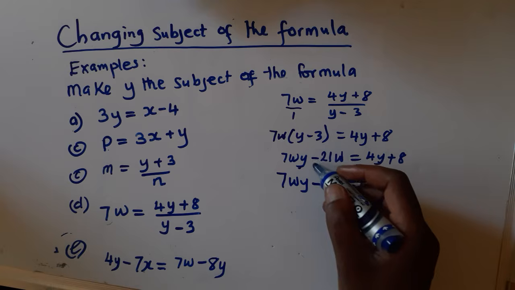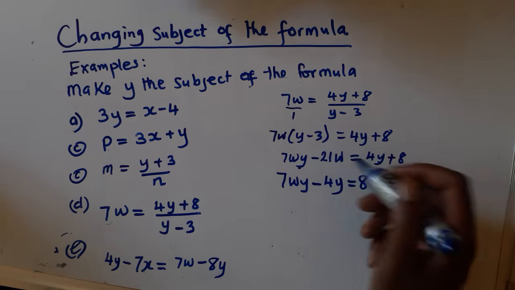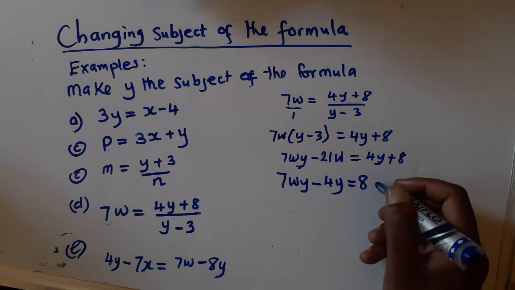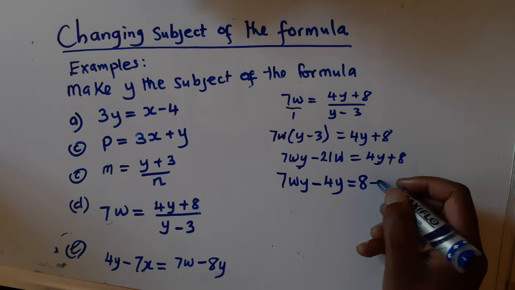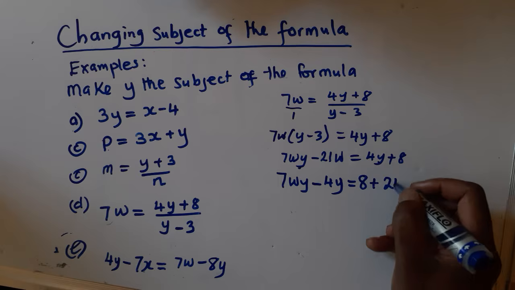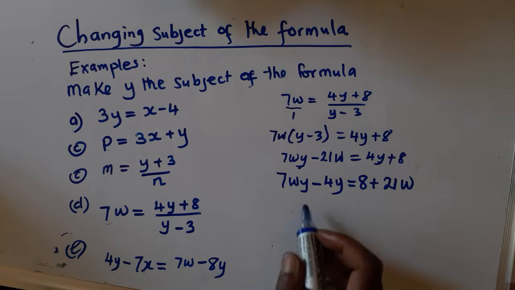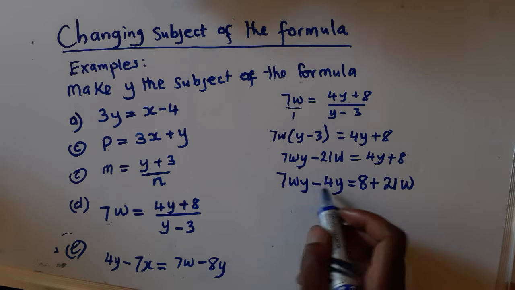Then this one, we no longer want it this side, so it must come the other side where there are terms that must be put together which do not have y. So it will come this side as plus 21w. Are we there? Then at this point, look at what we have.